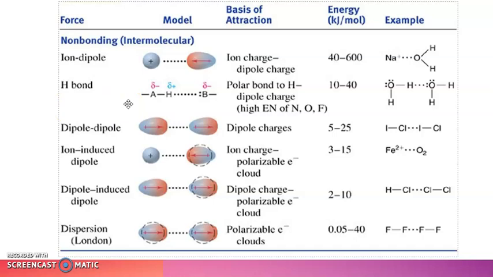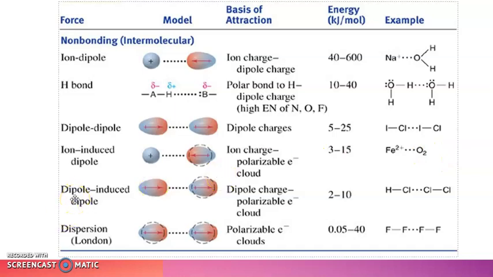Next is dipole-dipole interaction, where one permanent dipole interacts with another permanent dipole. Here the bond energy is 5 to 25 kilojoules. An example, chlorine develops interaction with iodine. Ion-induced dipole, where an ion is interacting with an induced dipole, meaning the dipole is induced temporarily. This has very little bond energy, 3 to 15 only. Example is Fe2+ and oxygen atom.